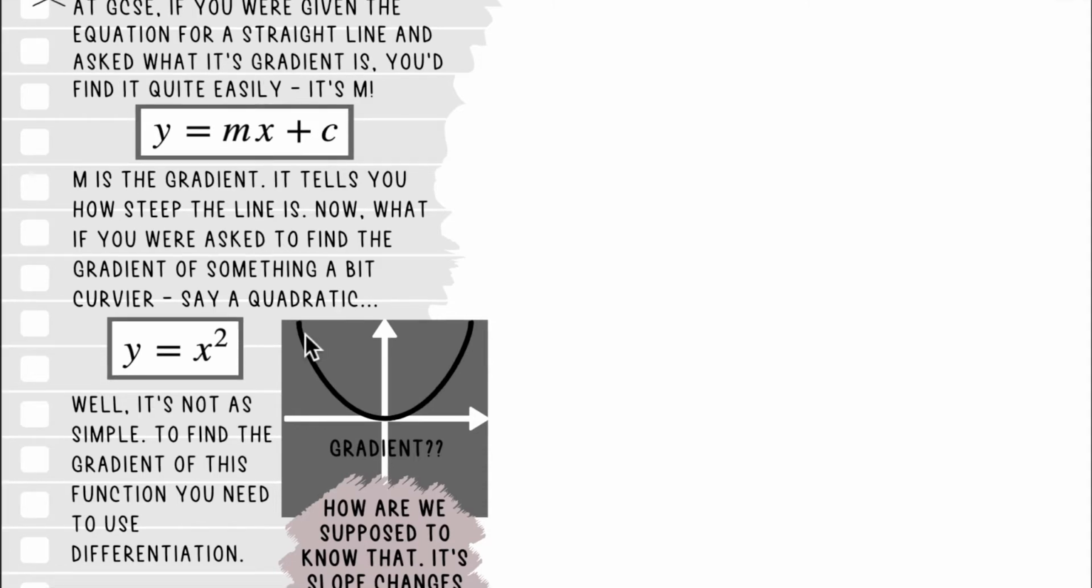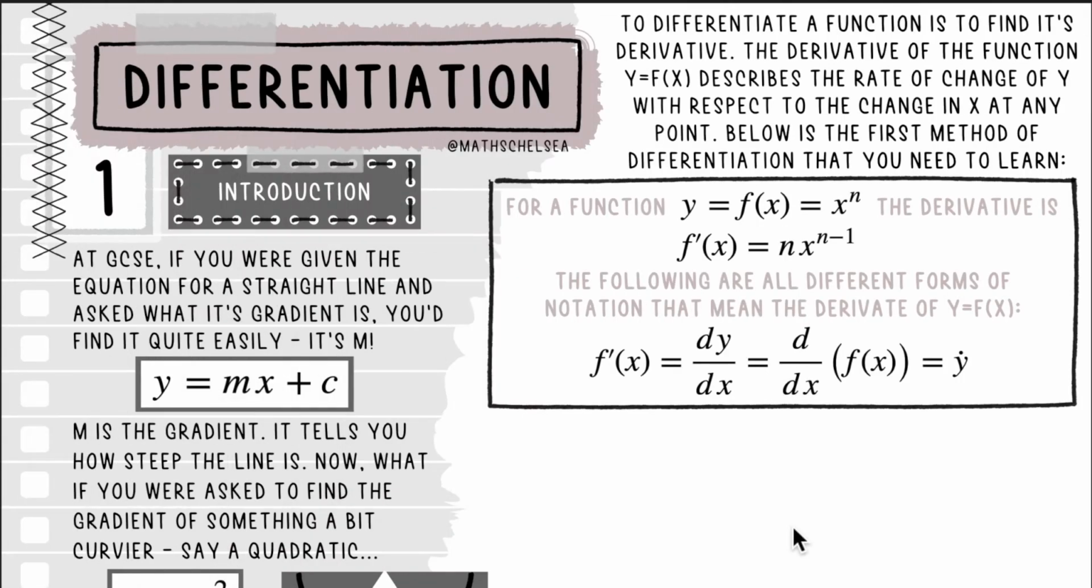From this point here, there will be a different gradient to this point here, to this point here, to this point here. The gradient is continuously changing. So we don't have this one value for the gradient that we can pluck out of the equation. And we don't have this one value, like a certain number for the gradient, because the gradient is actually a variable. It's a function as well. So the way we actually find a gradient of any equation is to use differentiation. To differentiate a function is to find its derivative.